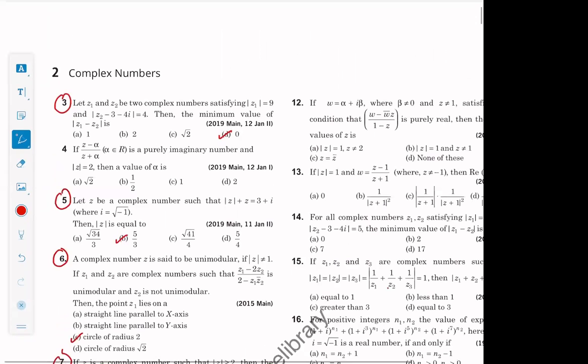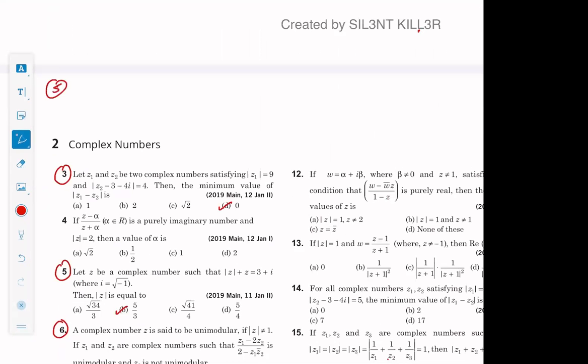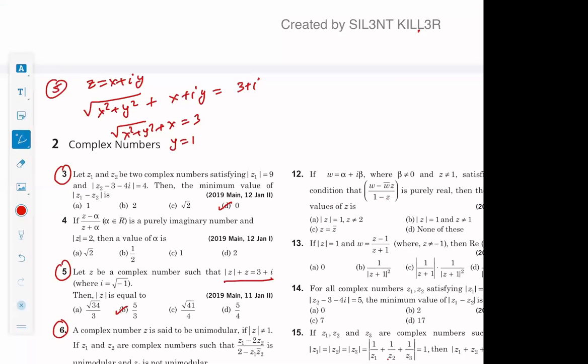Fifth one. In question number five, you can assume z is x plus iy. So mod z will be the square root of x square plus y square, and z is x plus iy is equal to 3 plus i. I have put these values here. Now compare both sides, you will get the real part is 3 and the imaginary part is 1.